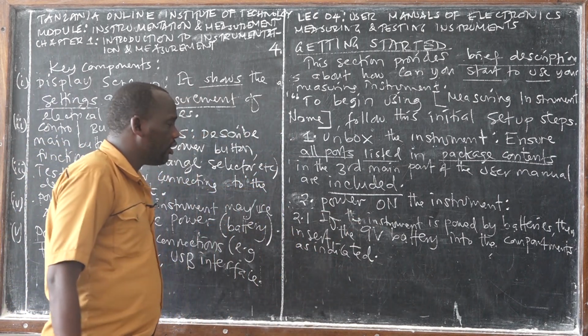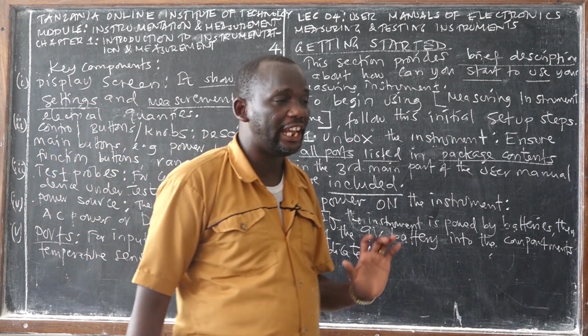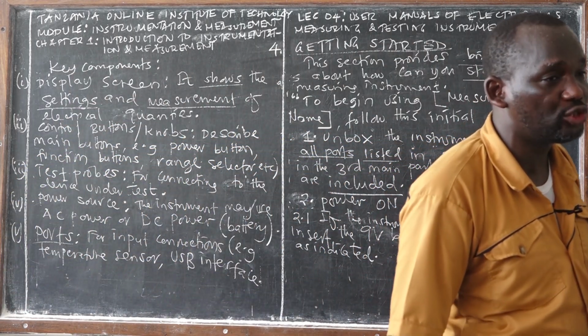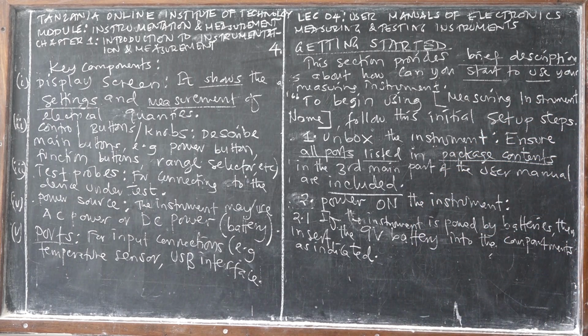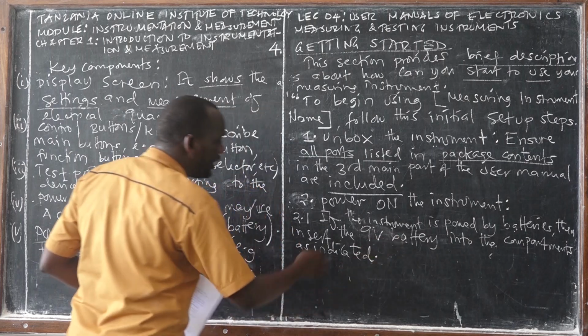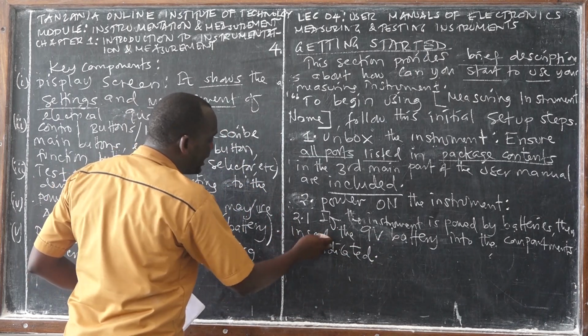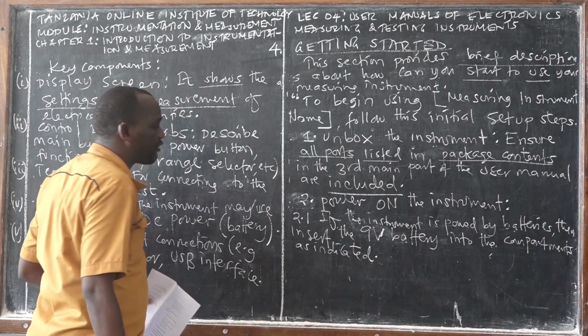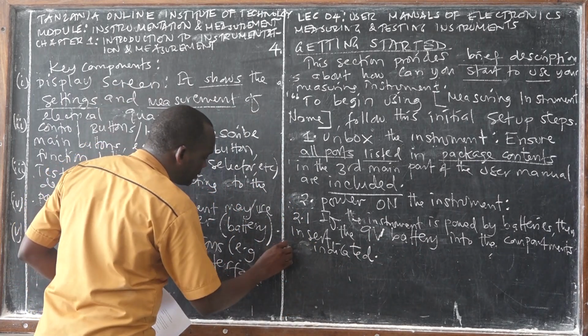In the case of powering on the measuring instrument, we expect to find one of two pieces of information. If that measuring instrument uses a battery, then you have to insert the battery, right? Maybe that measuring instrument needs an AC power supply. Then we'll hear what the manufacturer used to tell us. Are we together? Yes. So if the instrument uses AC, there's no battery to insert. So that's what we say: if the instrument is powered by batteries, then insert the 9-volt battery into the compartments as indicated.